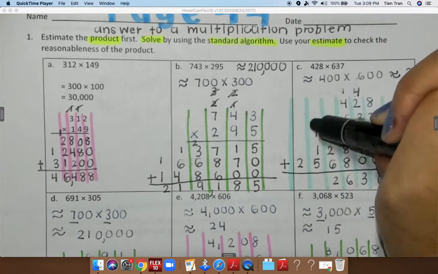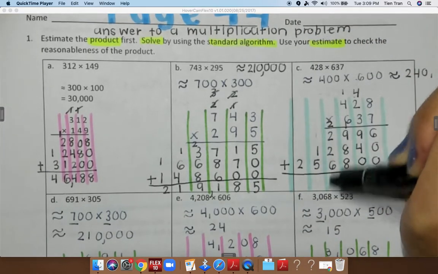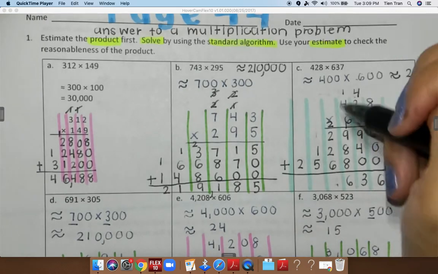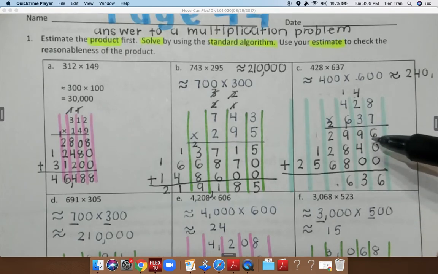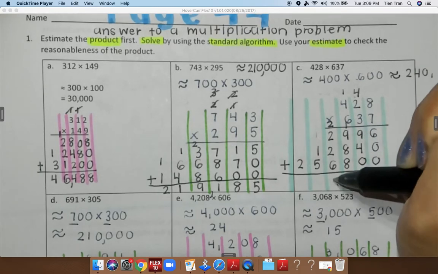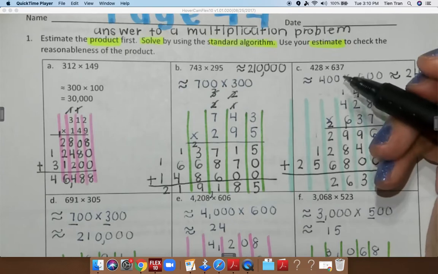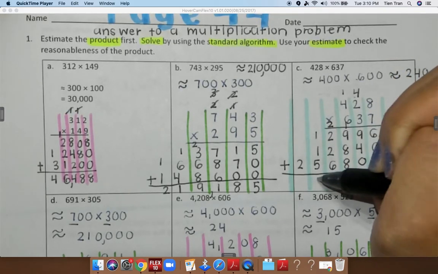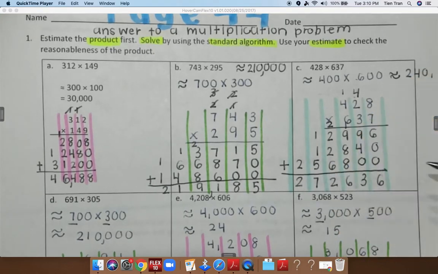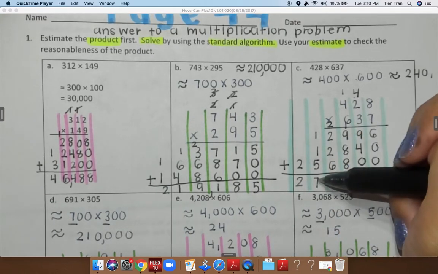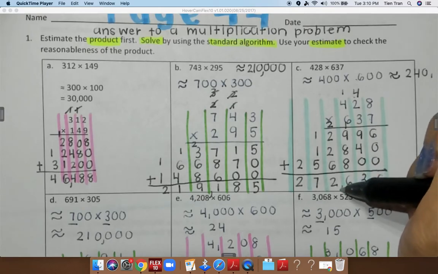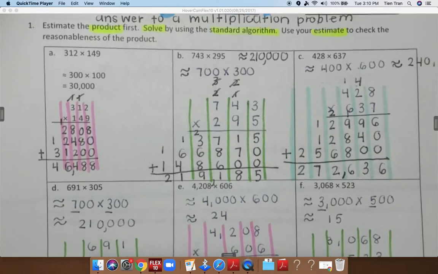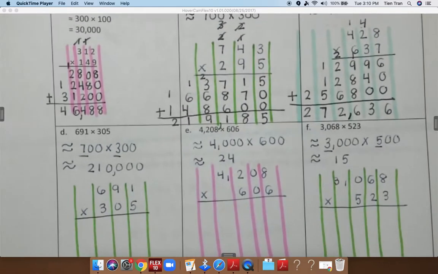Wait, what did I do wrong there? 6 plus 2 is equal to 8. 8 plus 2 is equal to 10. And 10 plus 2 is equal to 12. Okay. And then we have 5 plus 1 plus 1 is equal to 7. And bring down my 2. So my final answer is 272,636. Now I'm going to move on to the next problem.